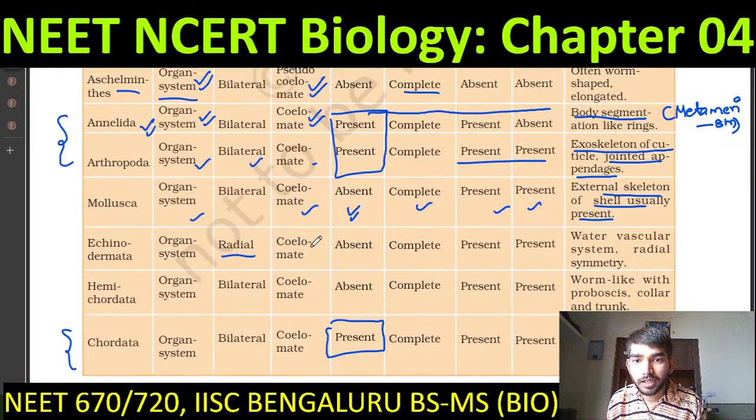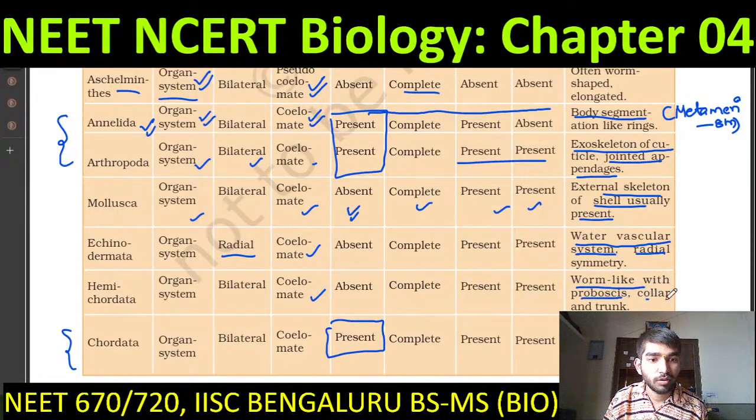Then Echinodermata, all the things are developed, and they are coelomate also. Hemichordata, all the things are developed, coelomate. So here the Echinodermata have water vascular system, radial symmetry, and the Hemichordata have a worm-like body with proboscis, collar, and trunk. Proboscis is for excretion.